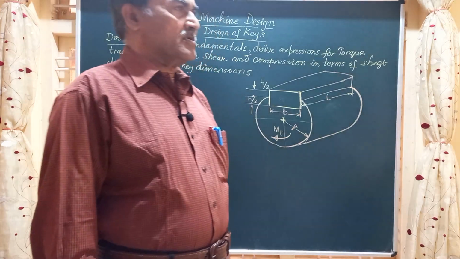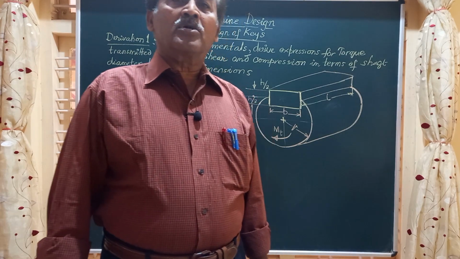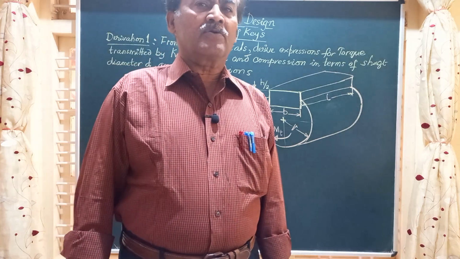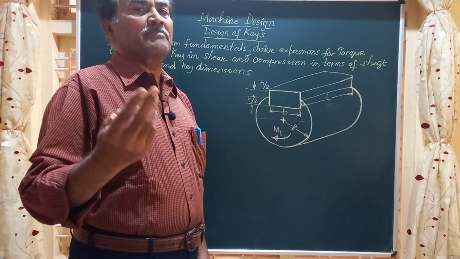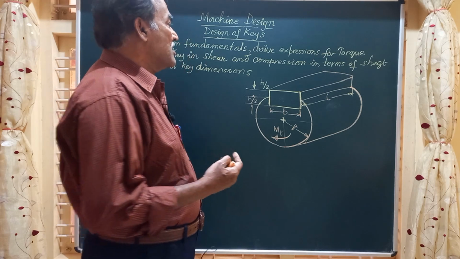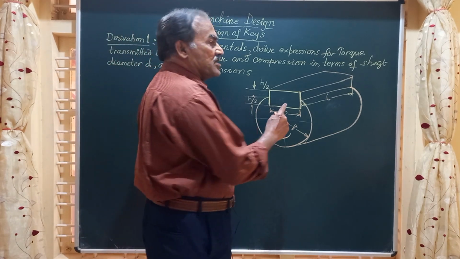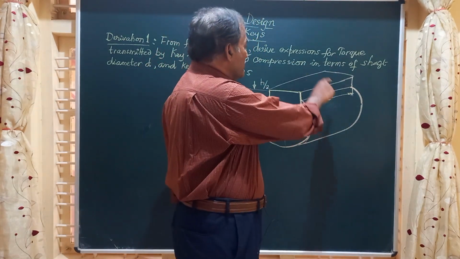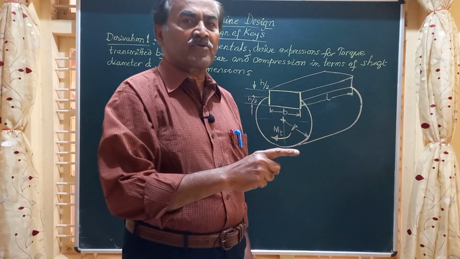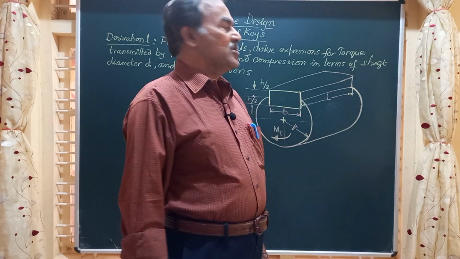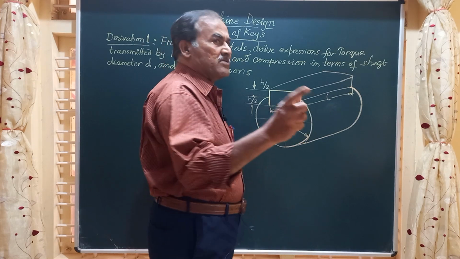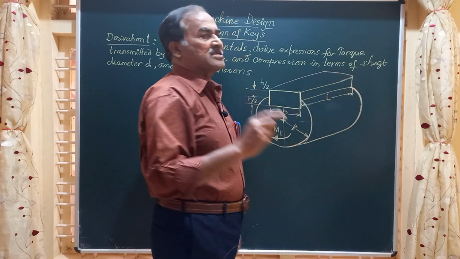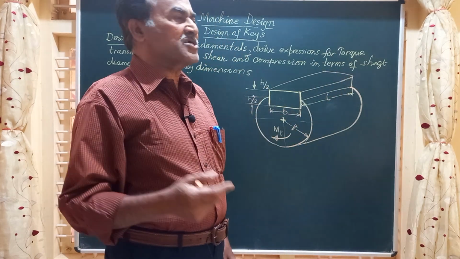Friends, in today's session, we are going to derive some important derivations on keys. A key is a machine element, a small rectangular piece which is used in conjunction with the shaft to connect a pulley to a shaft, or a gear to a shaft, or a flywheel to a shaft. This key will have a rectangular section having width B, thickness H, and length L. It has a rectangular cross section.